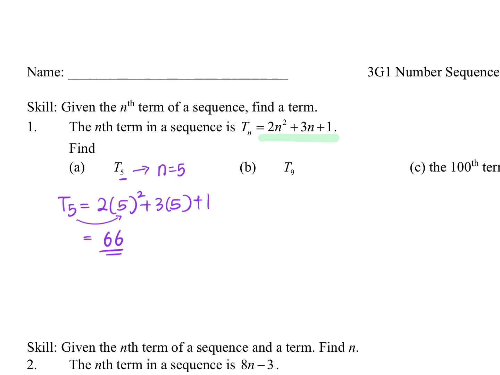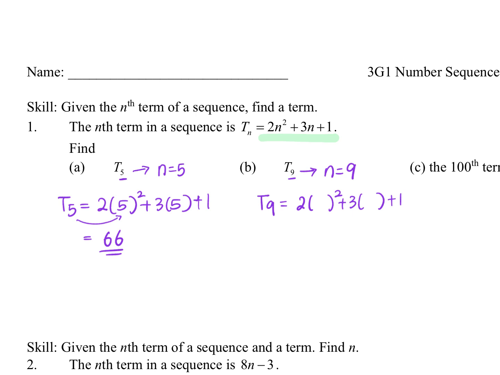So now let's try one more question, something similar. Now the question wants term 9. It means that n is equal to the number 9. So how are we going to find term 9? We're going to plug it into our equation, the formula that's given. So 2 times n squared plus 3n plus 1.